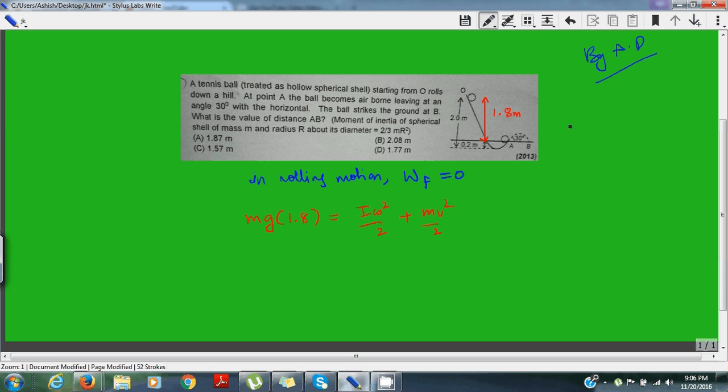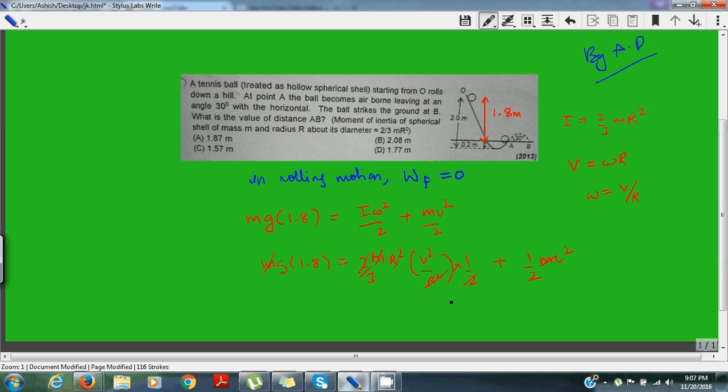Now because the moment of inertia I for this ball about its diameter is given as 2 by 3 m r square, and because the ball is purely rolling, which means v equals omega r, hence omega equals v by r. Now we can put the values of I and omega in this equation. So it is I, 2 by 3 m r square, instead of omega square, v square by r square, into 1 by 2, plus half of m v square. So all the m's and all the r's have been cancelled.